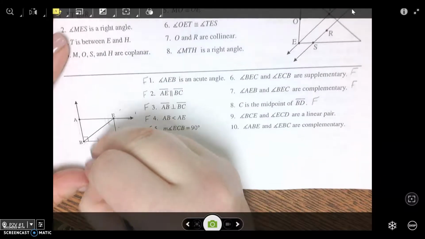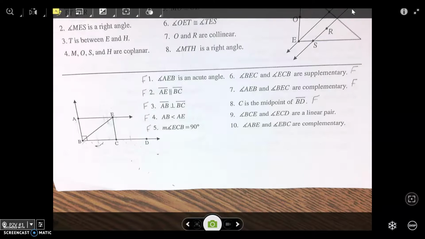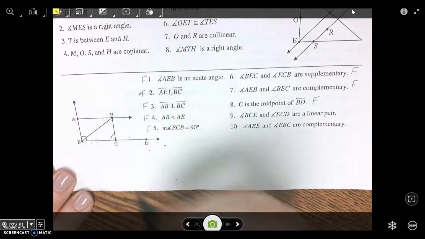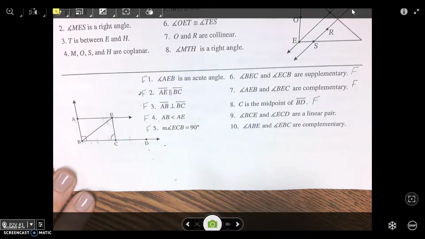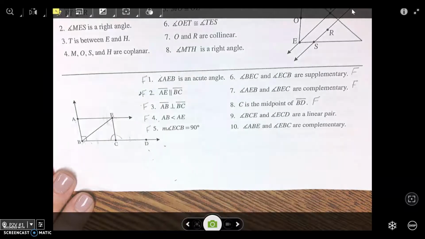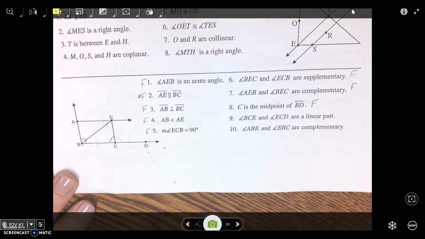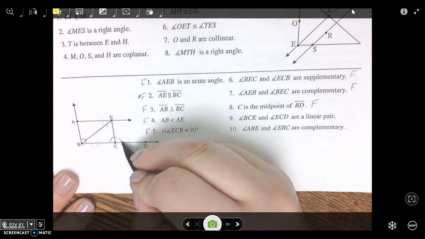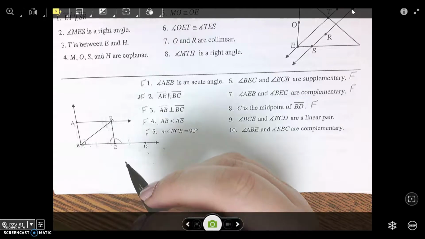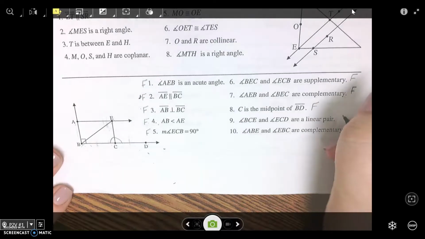Number 9. Angle BCE, right here, and ECD would be here, are a linear pair. Do they make a line when you put them together? Yes, that's one of the things we talked about yesterday. That's one of the things you can assume from a picture. You can assume vertical angles. You can assume linear pairs. So that would be true.